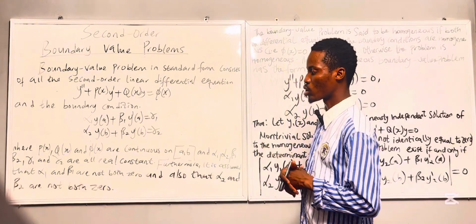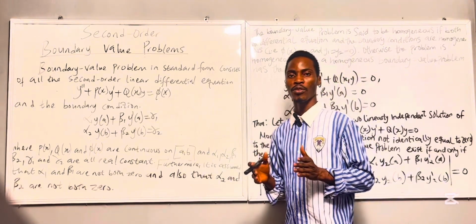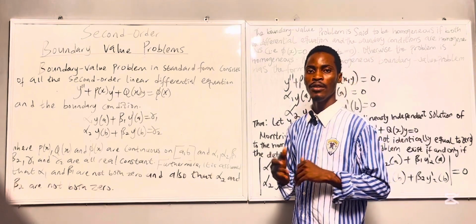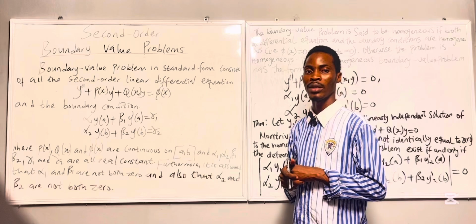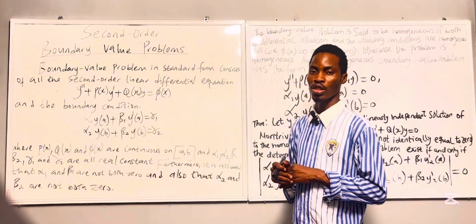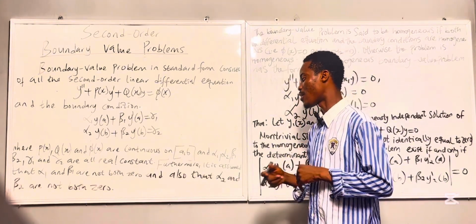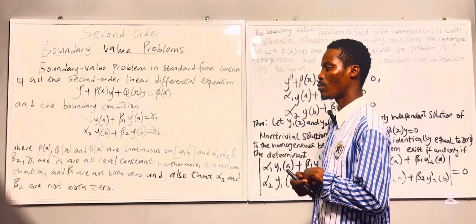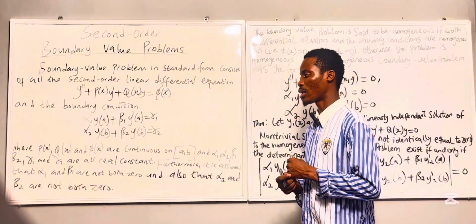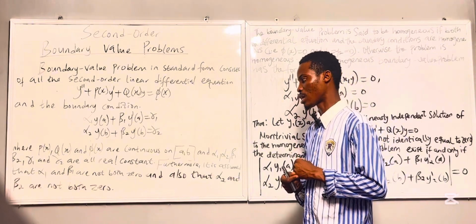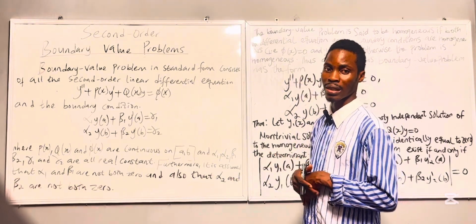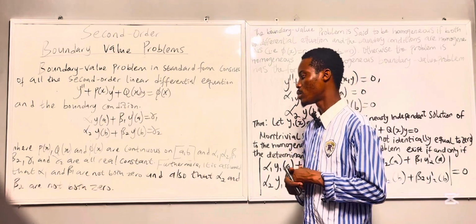When we talk about a continuous function, it means a function is said to be continuous if its limits exist and it is well defined. And alpha 1, alpha 2, beta 1, beta 2, gamma 1 and gamma 2 are all real constants. A real constant can be a positive or negative number.